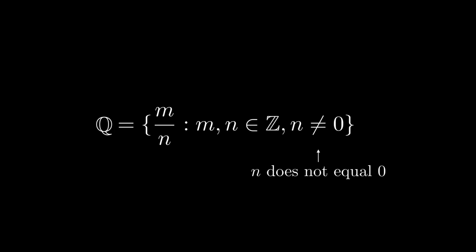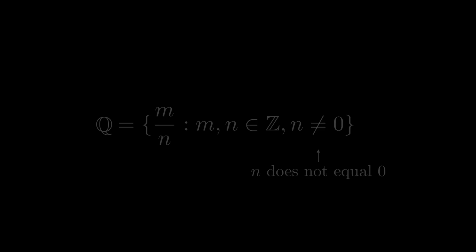The reason n isn't allowed to equal 0 is because we cannot divide by 0. So the rational numbers are just the fractions with integers as the numerator and denominator, where the denominator is not 0. Next, we have what is arguably the most frequently used set of numbers, called the real numbers.